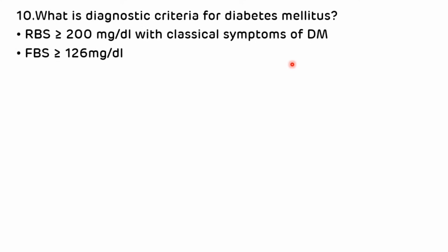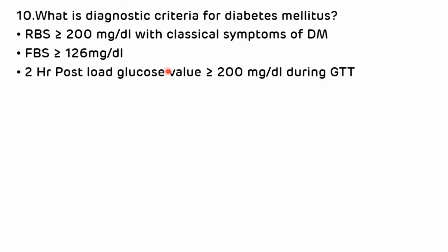If the fasting blood sugar value is greater than or equal to 126 milligram per deciliter, and the 2-hour post-load glucose value in the OGTT is greater than or equal to 200 milligram per deciliter, and if the glycated hemoglobin is greater than 6.5%. So these are the criteria laid down by the American Diabetic Association for the diagnosis of diabetes mellitus, and everyone should remember this by heart.